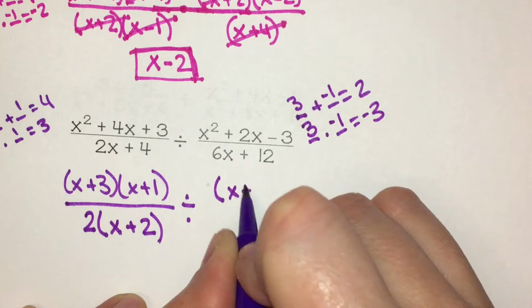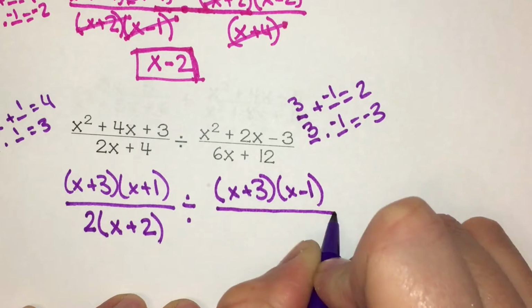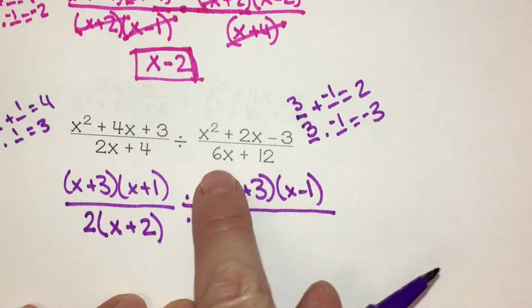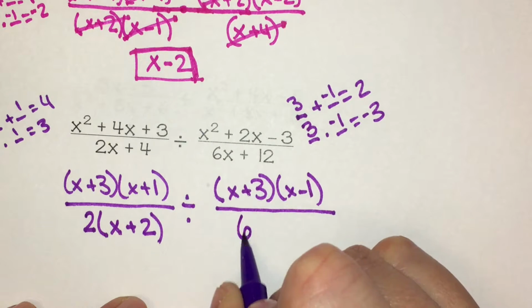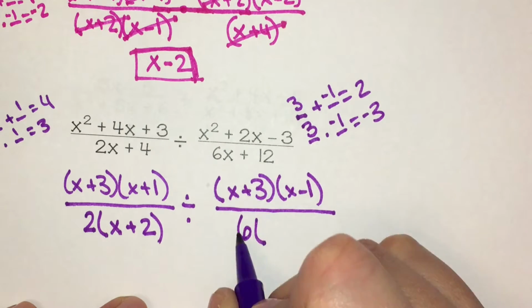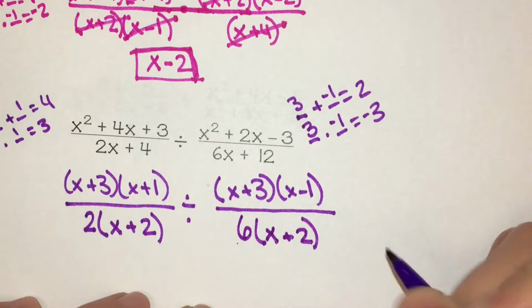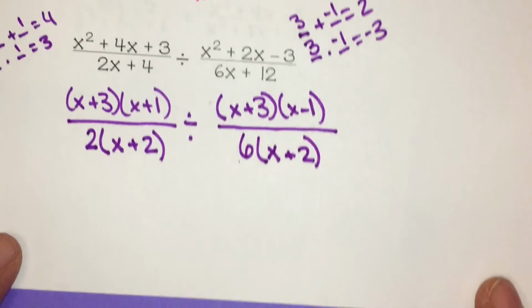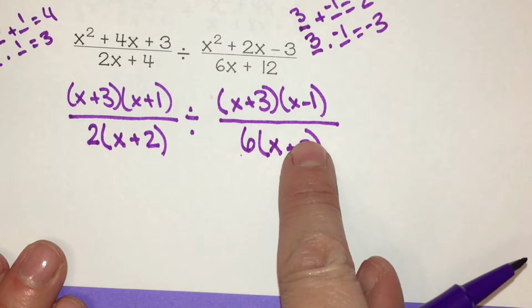So I have x plus 3 times x minus 1 over, on bottom I can see I can divide 6x and 12 both by 6. So I'm going to factor out 6. 6x divided by 6 is x, plus 12 divided by 6 is 2. All right, when you're dividing fractions, just think of it as a fraction right now. You do keep it, change it, flip it.